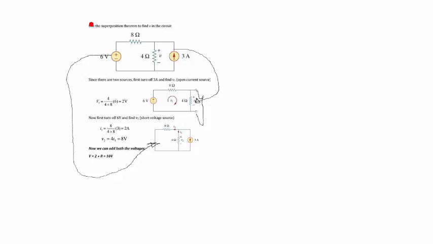So from our 6 volt supply, the voltage across the 4 ohm resistor is 2 volts, and from our 3 amp supply, our voltage across the 4 ohm resistor comes to 8 volts. So now the total voltage across the 4 ohm resistor will be 2 volts plus 8 volts, which is 10 volts. Okay, so this is what you get.